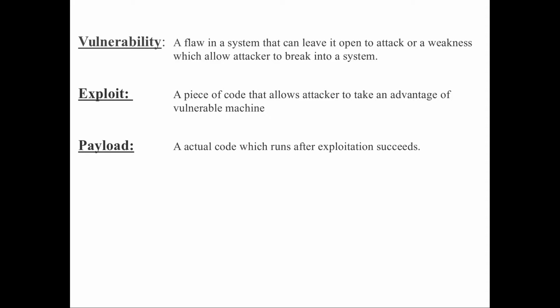So first is vulnerabilities. A vulnerability is a flaw in a system, or a weakness or bug in an application, that allows an attacker or hacker to break into a system. An exploit is a piece of code that allows an attacker to take advantage of a vulnerable or weak machine. Next is payload. Payload is the actual code which runs after the exploit succeeds.